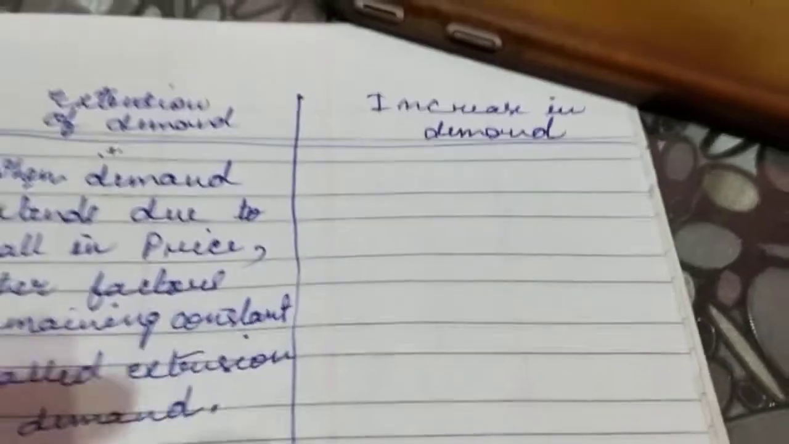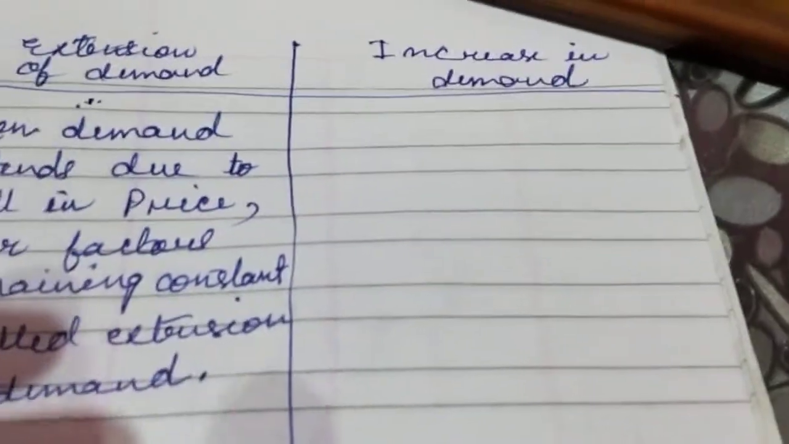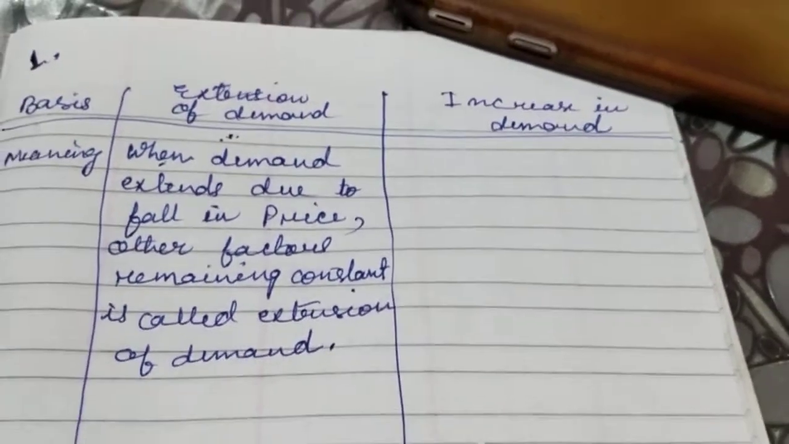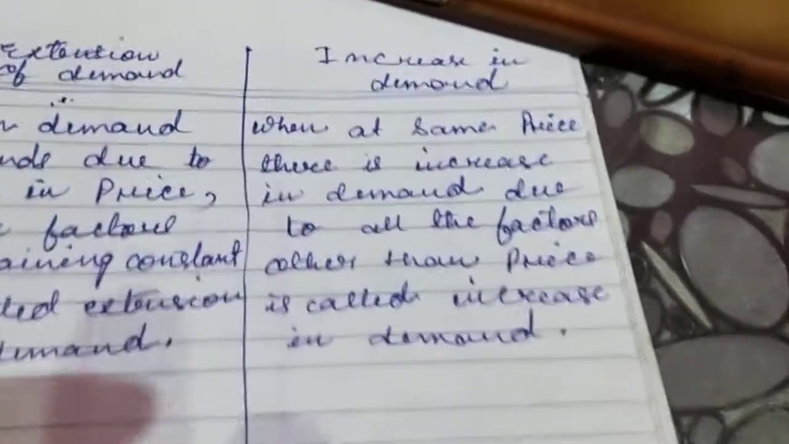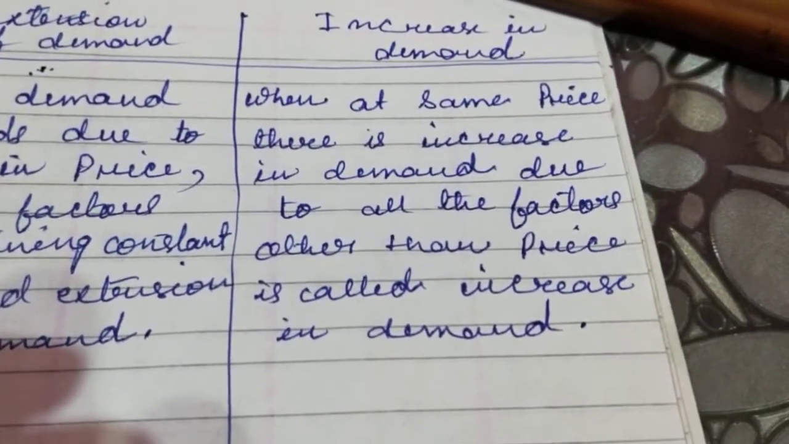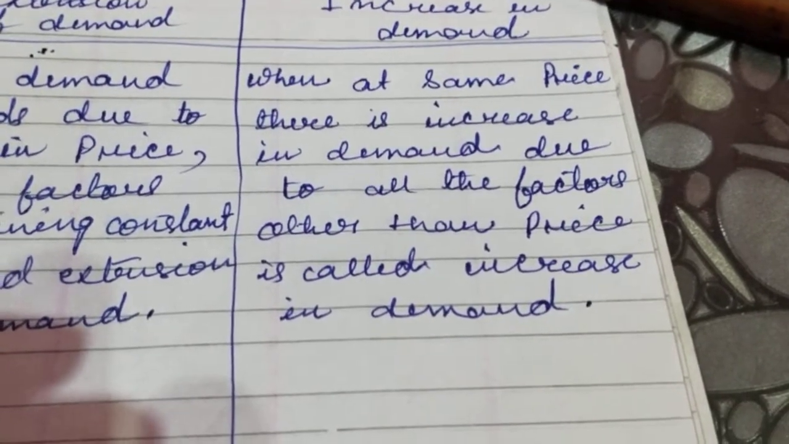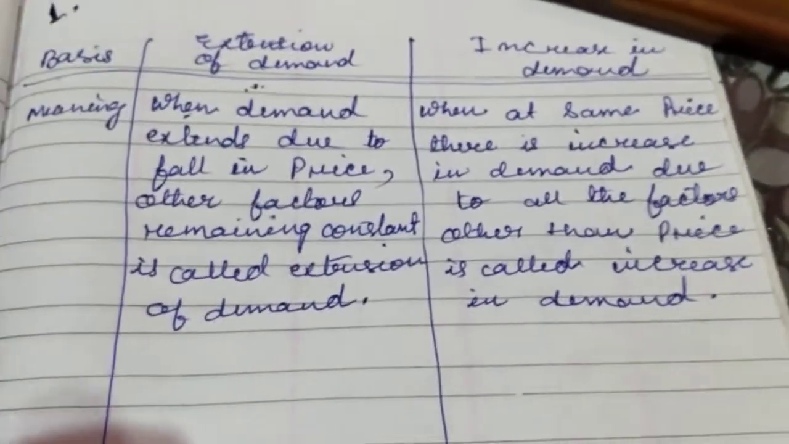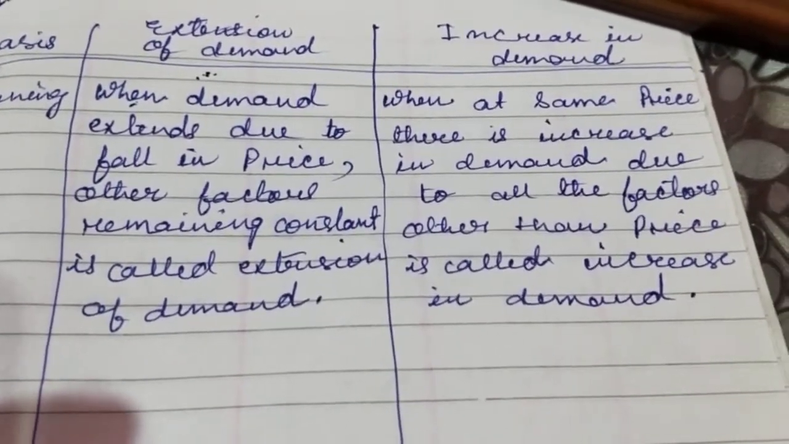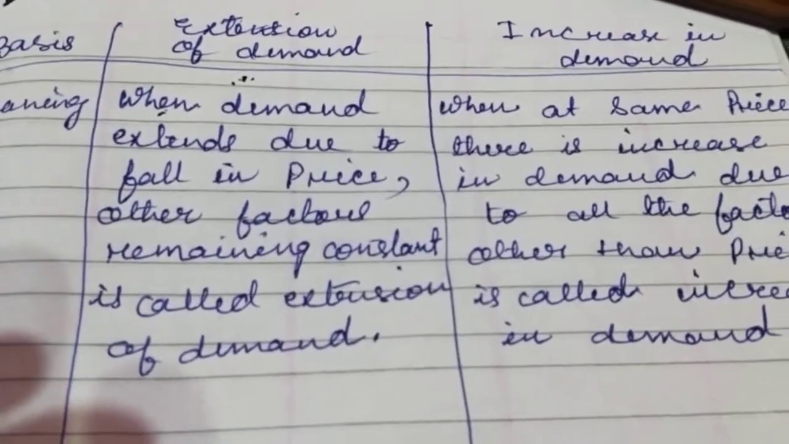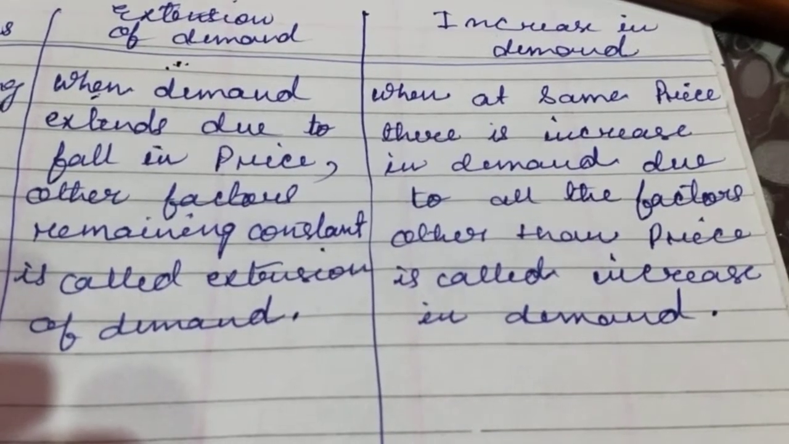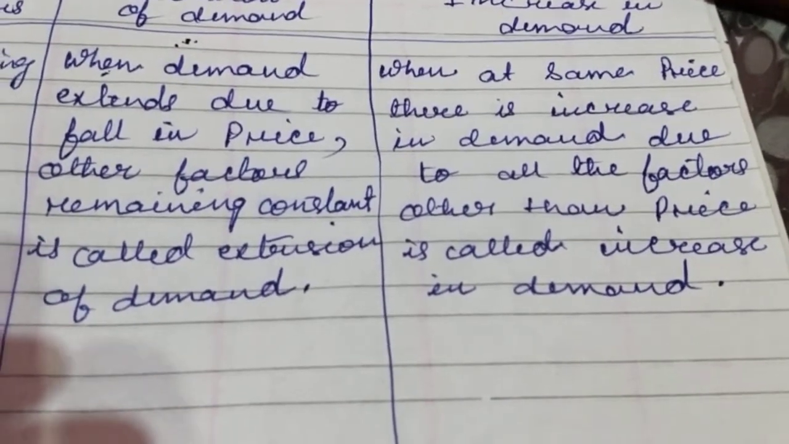Now same you'll write what is increase in demand. So you know the meaning of increase in demand. When at same price there is increase in demand due to all the factors other than price is called increase in demand. So we have completed the first basis, meaning. Under meaning we have written the meaning of extension of demand and meaning of increase, which we have already done. So nothing is there to explain here.